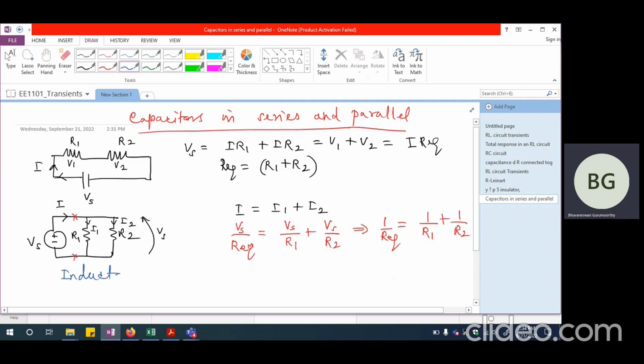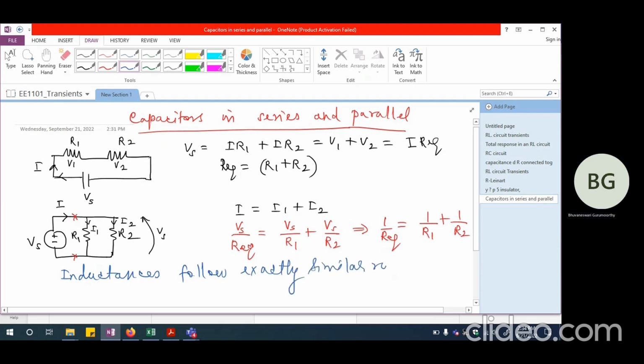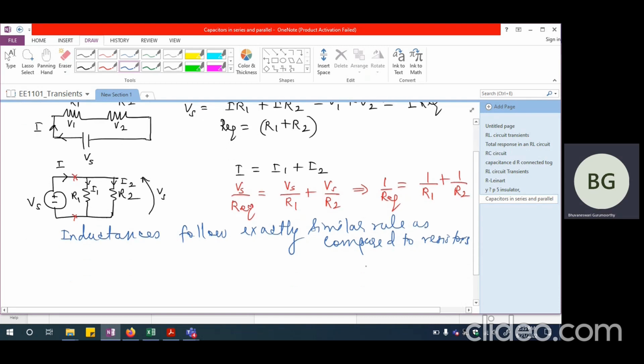Inductances follow exactly the same rule as compared to resistors. Okay, they behave exactly the same way when you connect them in series or parallel.